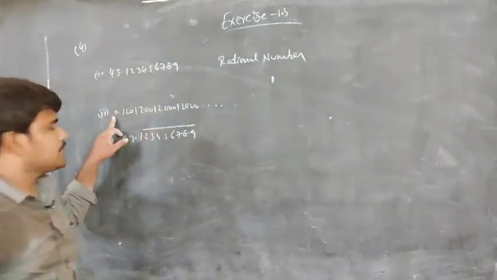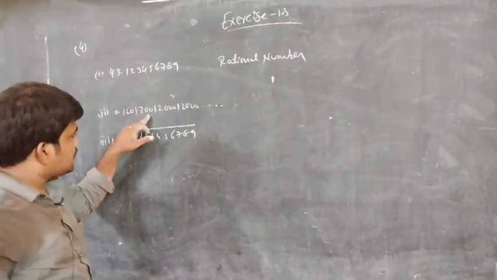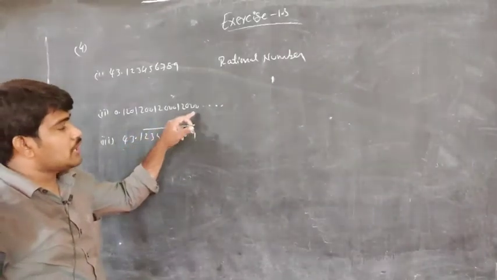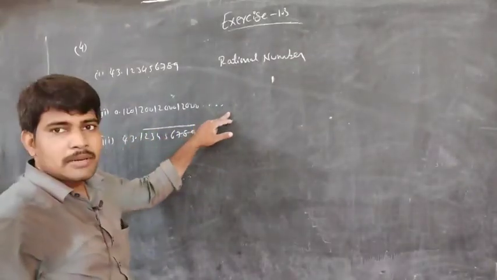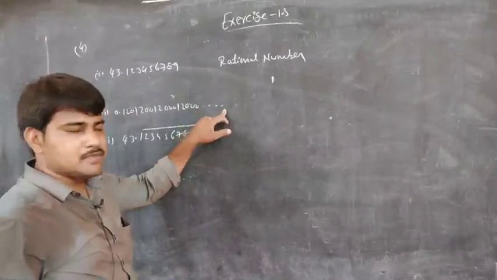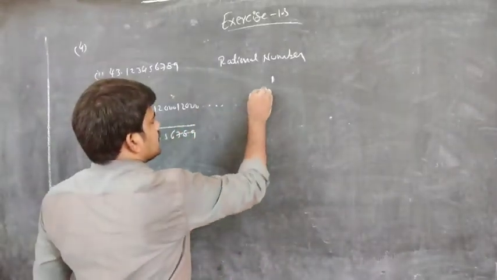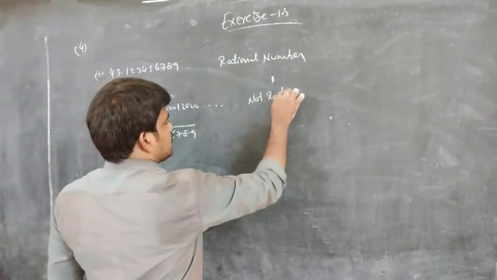Next one, 0.120, 1200, 12000, 12 and so on. So this is a non-terminating, non-repeating decimal. So it is not a rational number.